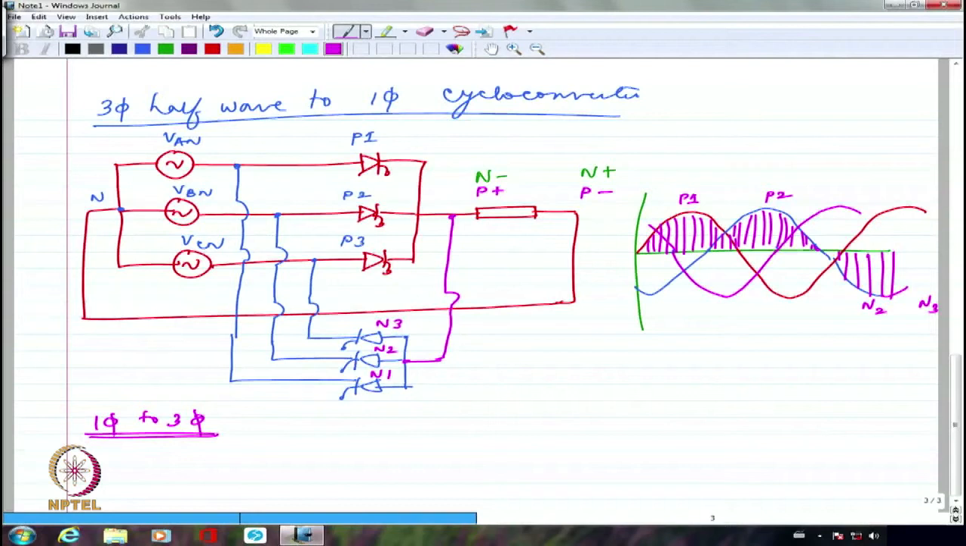I have 3 different loads, clearly. Right? R phase, Y phase and B phase, because at the output I am going to have 3-phase. But what I have in the input side is single phase. So I have to have for each of the phases one P converter and one N converter. Each of the phases should have independently one P converter and one N converter. So if I have 3 phases, I will have 3 P converters, 3 N converters.